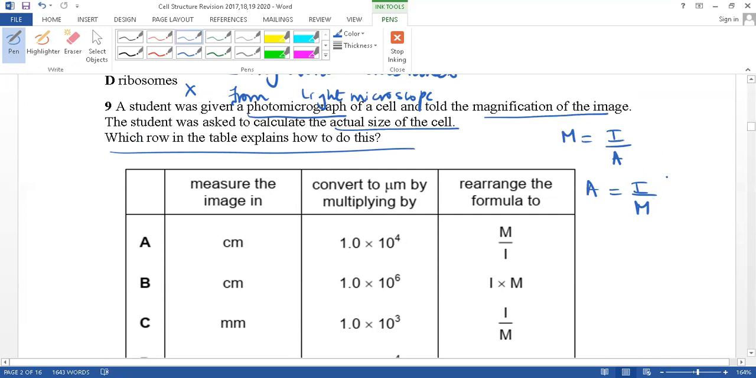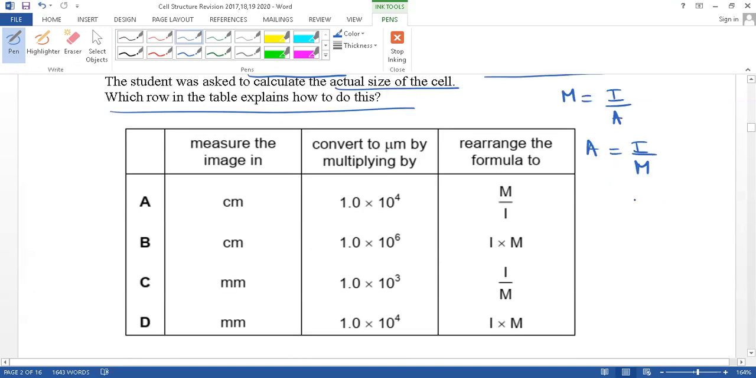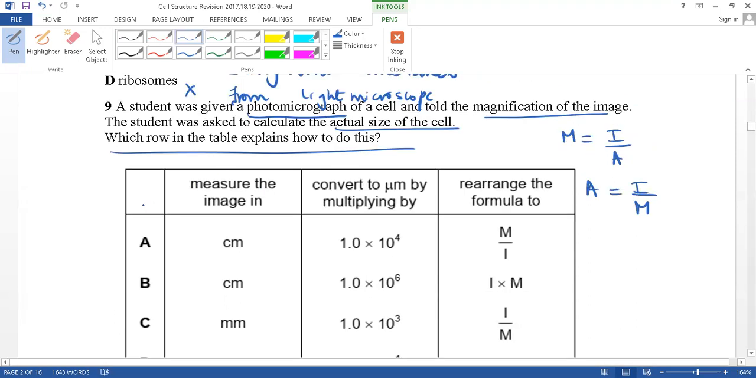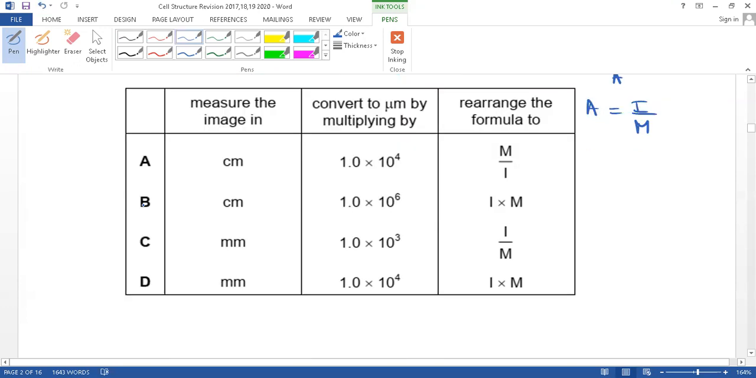We multiply it by 1000 to convert the measurement from milli to micro. If it's in centimeters, multiply by 10,000 to convert it into micrometers, and magnification is given. So if he is measuring the image in millimeters, he's going to multiply it by 1000. Which one is 1000? This one, 10 to the power 3 is 1000. So measure in millimeters, multiply by 1000, and put the value over M to find the actual length. C is the answer.